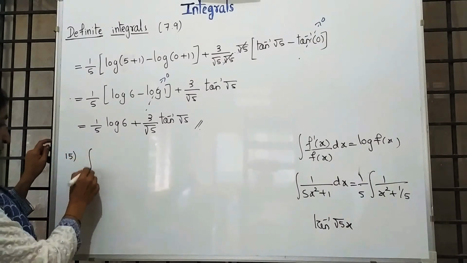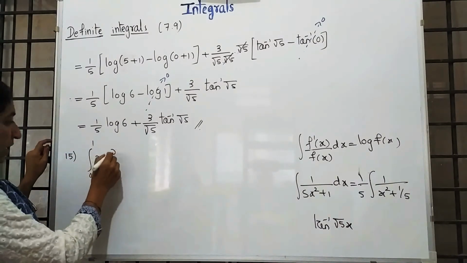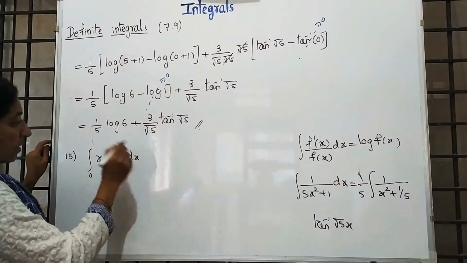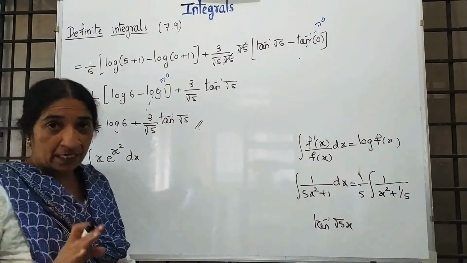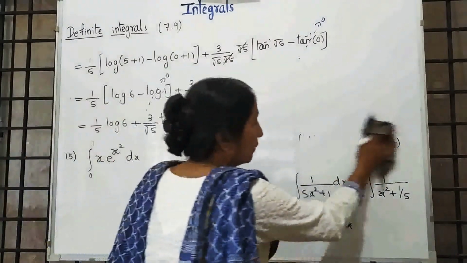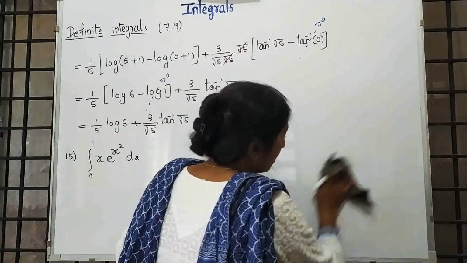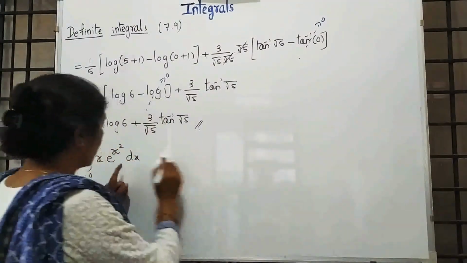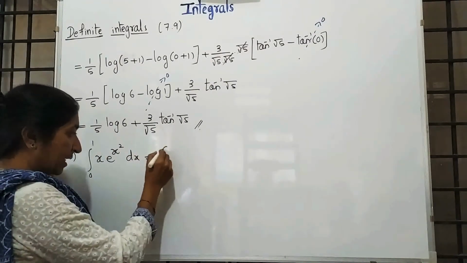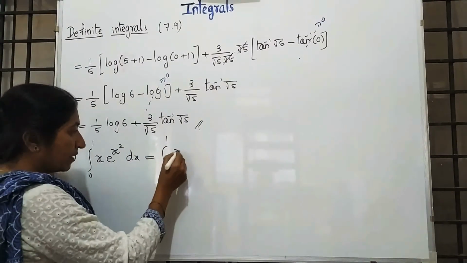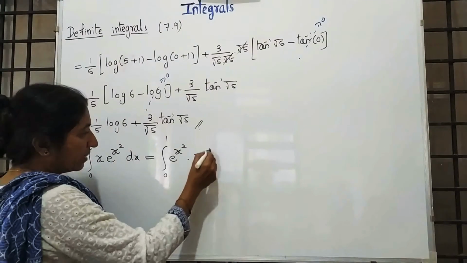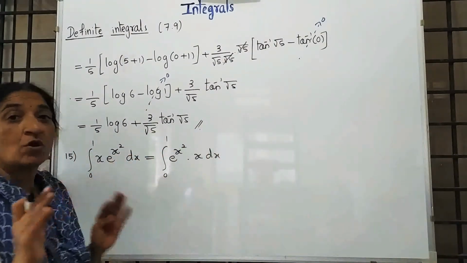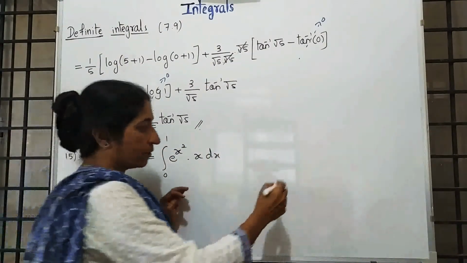Integration from 0 to 1 of x into e raised to x square. If you are thorough in the basic integration, you know which method we are applying. Here don't apply by parts. If you go for the method of substitution, for your convenience I am writing it like this: 0 to 1, e raised to x square, x into dx. I think now you got the idea what the substitution will be.